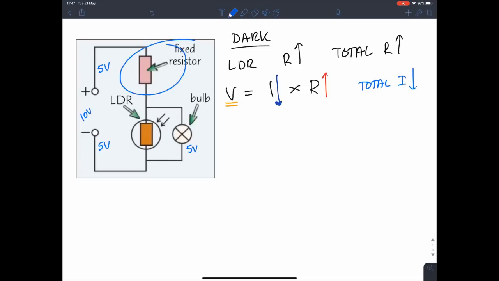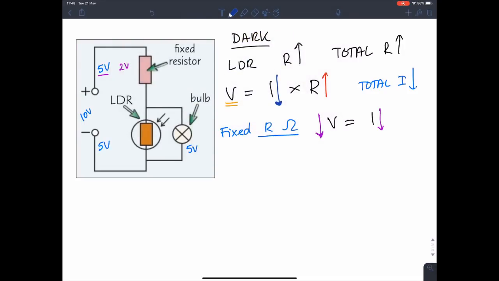Now we're going to look at the fixed resistor. We know that its resistance is fixed, so it's not going to change. For the fixed resistor, V equals IR. Its resistance does not change, so we can ignore that, which leaves us with V proportional to I. Now remember, this fixed resistor is inside the circuit in which the total current has just dropped. So his current has also dropped because he's in that same circuit. If his current drops, that means its voltage drops as well. So now this fixed resistor, let's say from 5 volts, gets to 2 volts.